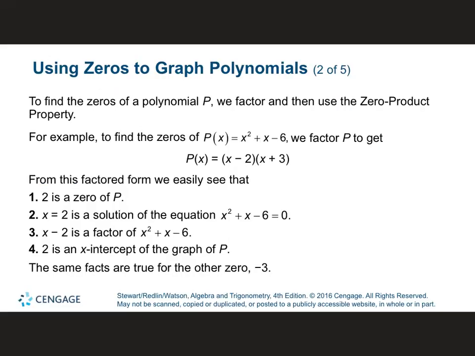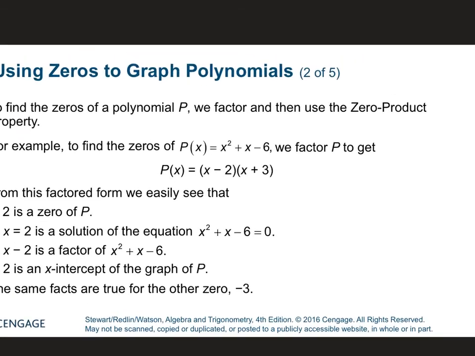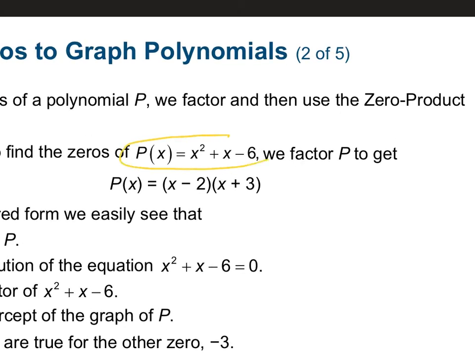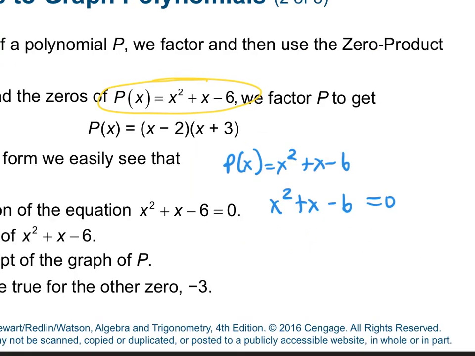So when I go to here, let's just look at this problem right here. It says find the zeros, okay? If I'm going to find the zeros, it says P of X equals X squared plus X minus 6. Guys, when you find the zeros, what do you do? How do you find it? To find the zeros, we plug in 0. We're going to factor.